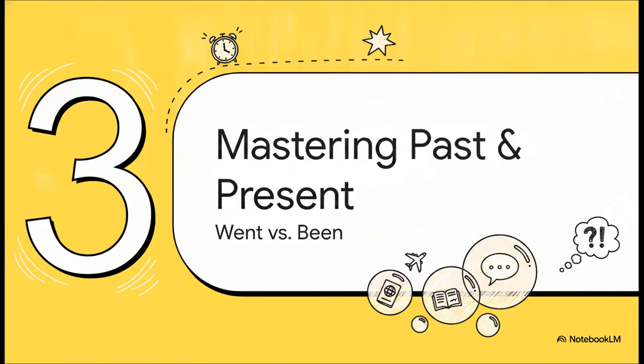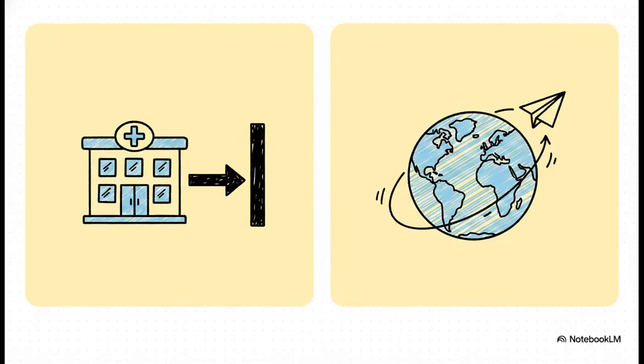Okay, section 3, mastering the past and present. The classic showdown, went versus been. Let's put went and been head to head. You use the past simple, went, for a finished action at a finished time. I went to the clinic yesterday. Yesterday is over, the action is done. But we use the present perfect, been, for life experiences or unfinished time.